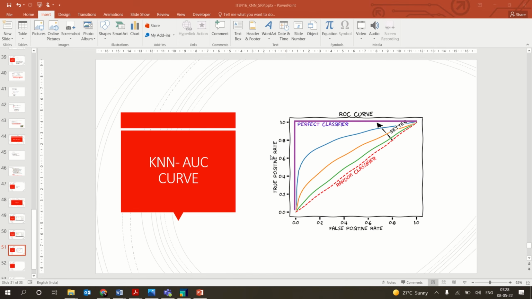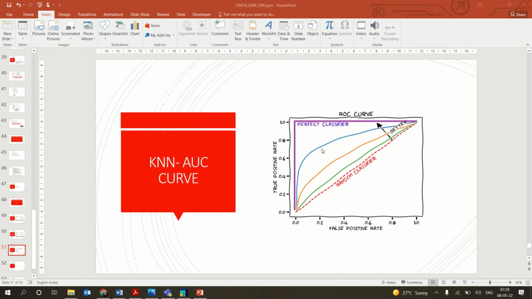In this experiment, or in this lab, we are trying to understand something called AUC, which is basically called the area under the curve. When you look at this, there are false positive and true positive, which we have already seen in the confusion matrix, right? This purple line shows the perfect classifier, with false positive rate and true positive rate on the x-axis and y-axis.